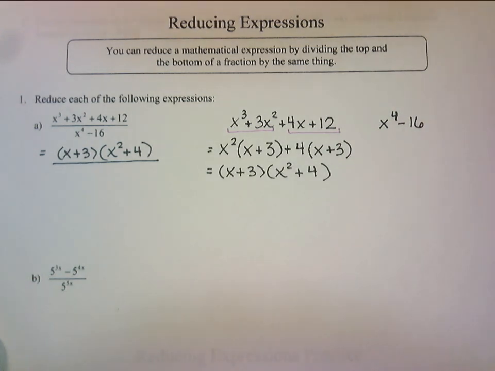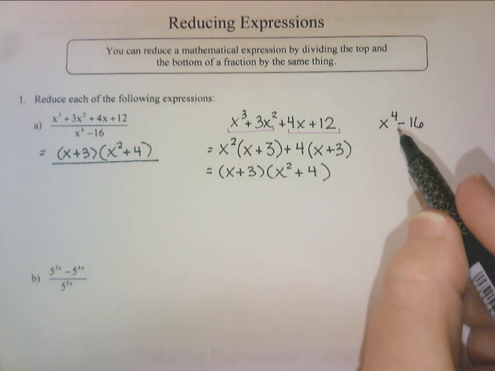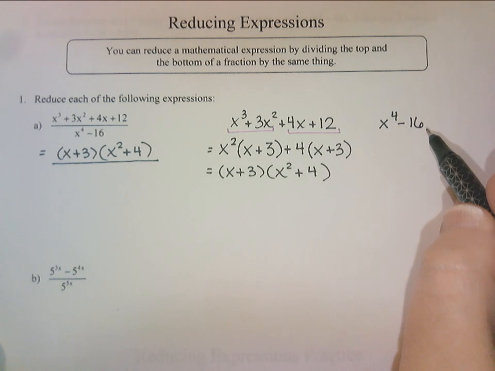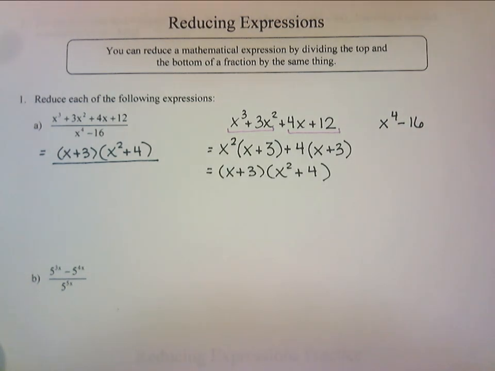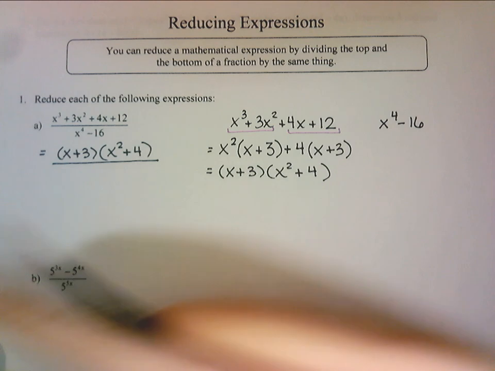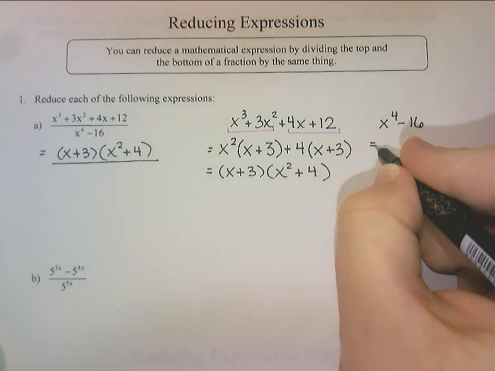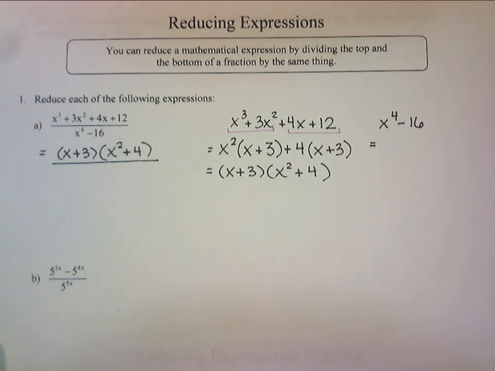This has 2 terms. They do not have a common factor. They are two terms that are being subtracted, and they are perfect squares. 16 is 4 squared, and x to the 4 has an even exponent, so that does count as a square. So what I'm going to do is use my difference of squares shortcut.